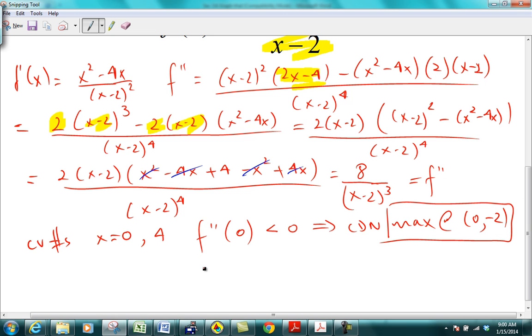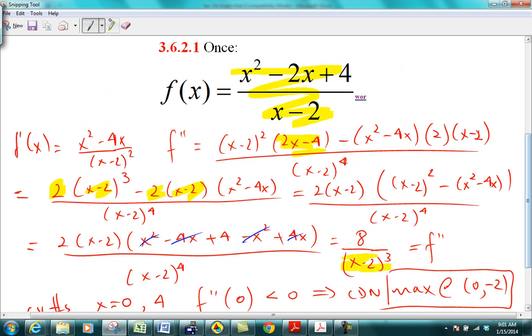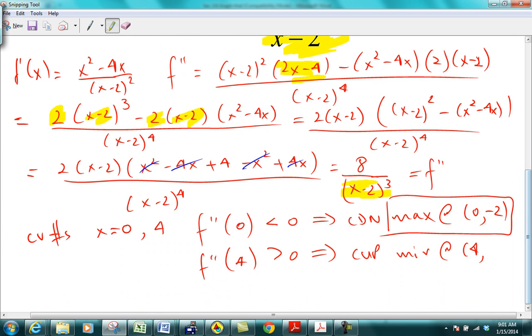And then if you look at the second critical number, which is 4, and you plug 4 in this equation here, that becomes a positive quantity. So that's a cup, and that gives me a min, and it's at 4. To get the y value, you plug it in the original equation right here, and that should give you a 6. So that's a min.